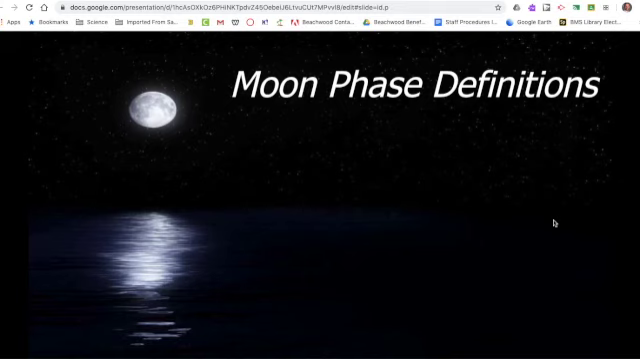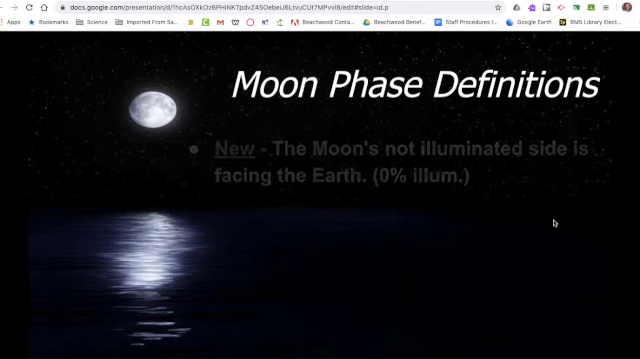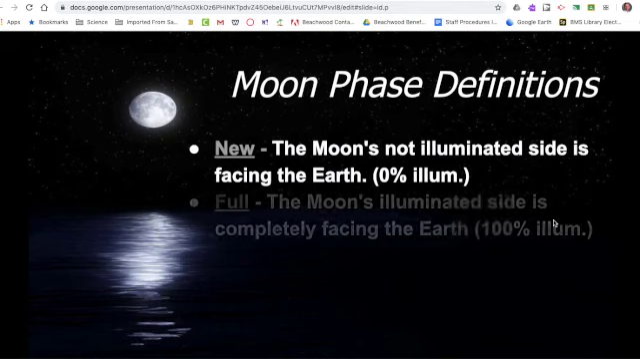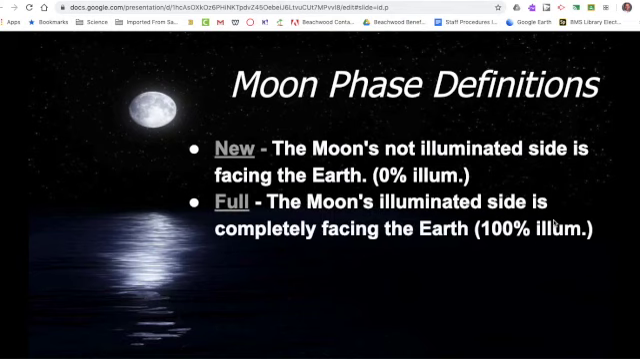First, the words sometimes are a little bit weird, so I'm sure you've heard these before as you studied the moon before, but let's just refresh them. The new moon, the moon's not illuminated side is facing the Earth. So it almost appears like there's no moon in the sky. 0% is illuminated. The opposite of that is when it's on the other side, and it's a full moon. The illuminated side is completely facing the Earth, so we would say that it's 100% illuminated, like it's showing in my background picture.